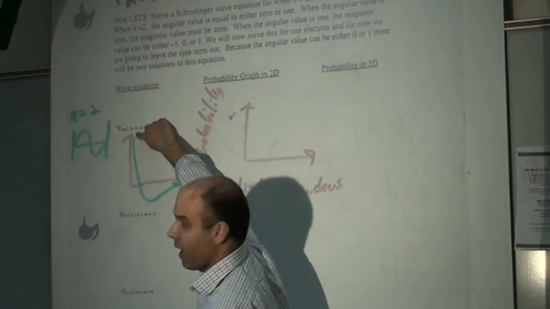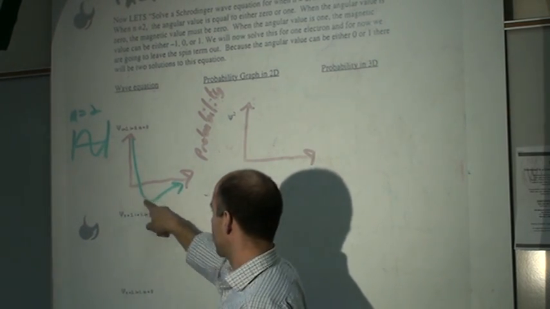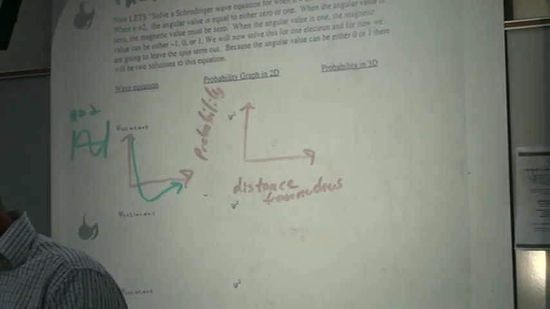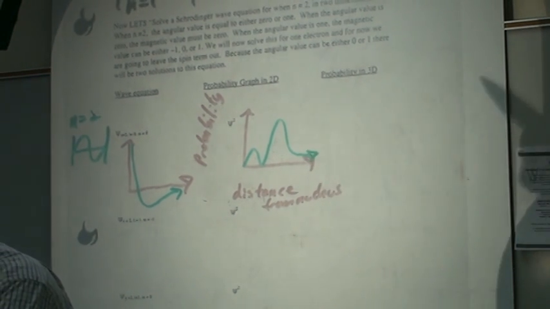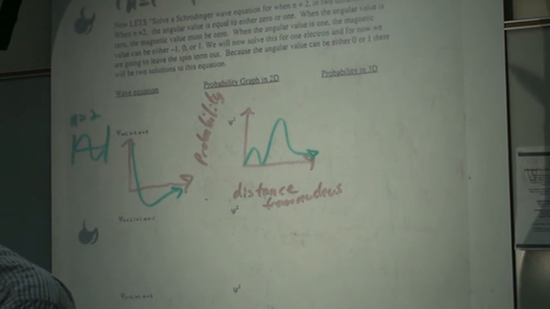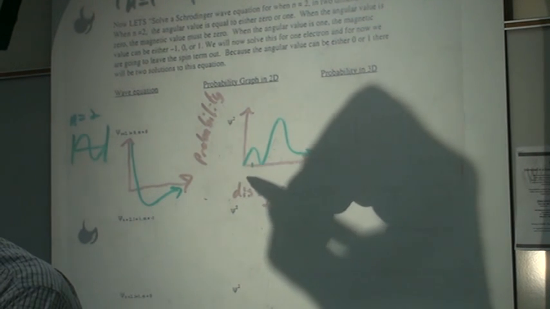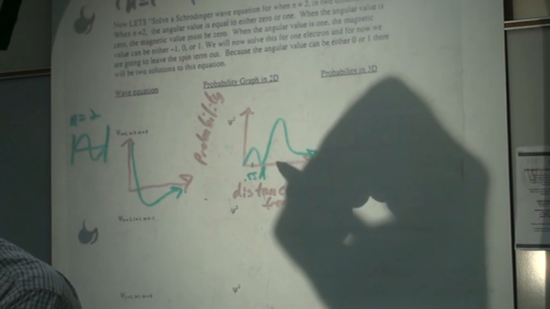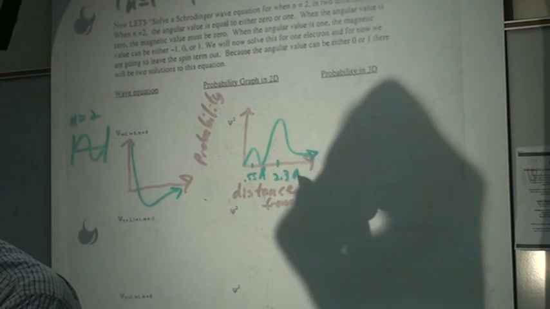This part of the graph has positive values. This part of the graph has negative values. What happens when you square negative numbers? They become positive. So then this graph looks like this. The first hump is at 0.55 angstroms. The second hump is at 2.3 angstroms.